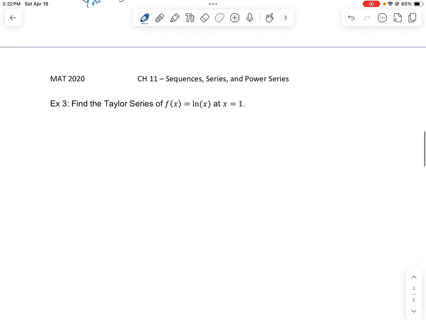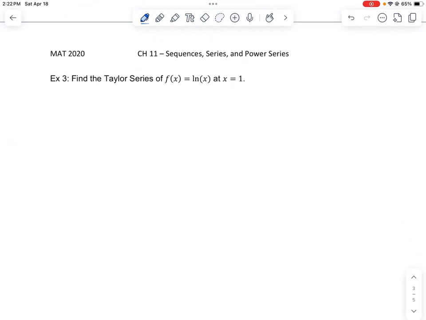So let's look at one more example here. Find the Taylor series of f of x equal to ln of x at x equal to 1. Now note here, I cannot find it at x equal to 0 because ln of 0 is not defined. So if I had the function ln of x plus 1, then we could do it at x equal to 0, but not in this case. So we are doing f of x equal to ln of x.